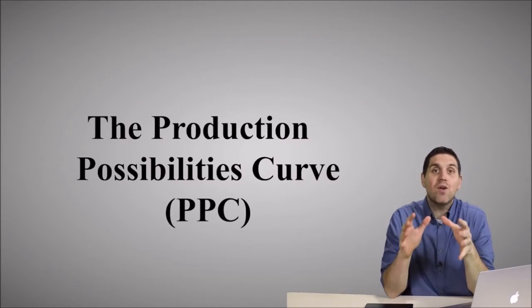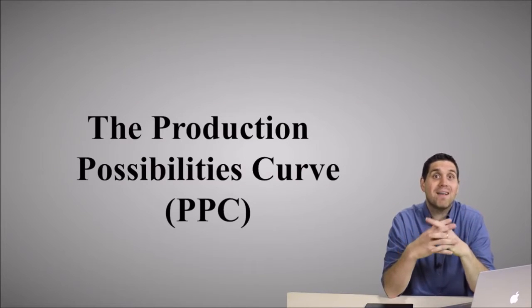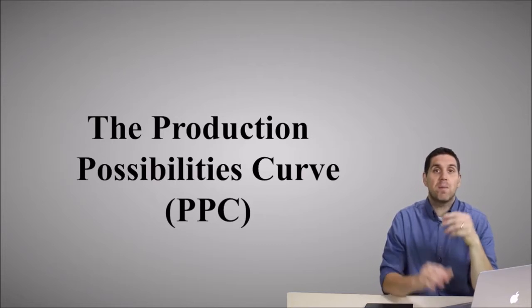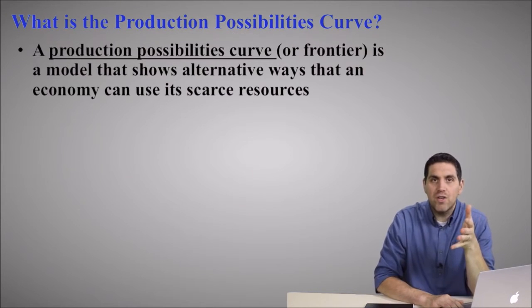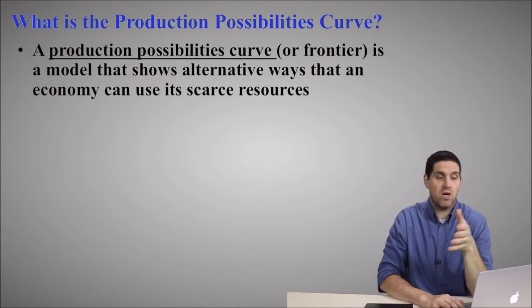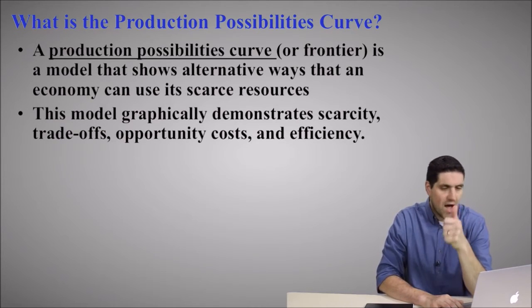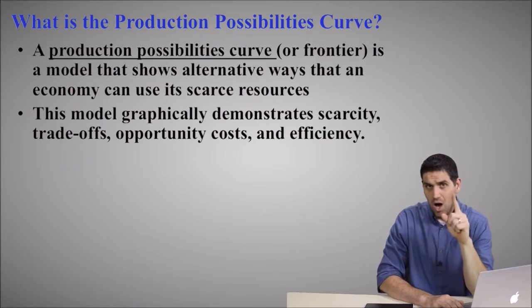Now it's time for the key graph in this course, something called the production possibilities curve. Now your teacher might call it the production possibilities frontier. The point is it's all the same thing. It's basically a model that shows the alternative ways we can use our scarce resources. It's going to show trade-offs, scarcity, opportunity cost, efficiency, all on one graph.